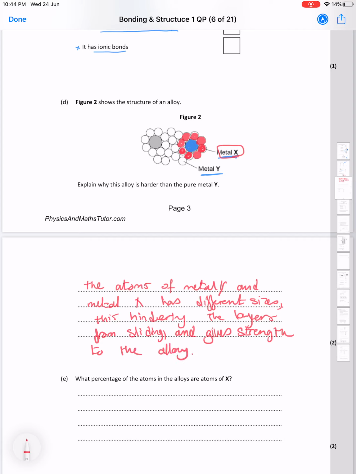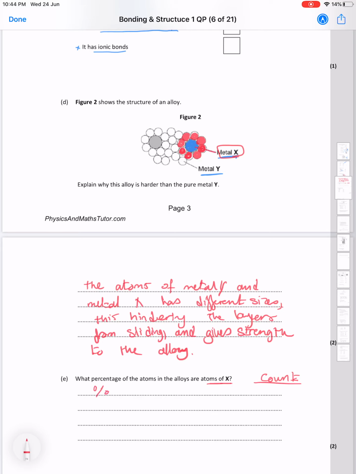Okay, and what's the percentage of atoms in the alloy that are atom X? How can I calculate the percentage? It's very easy. All I need to do is count. To find the percentage of atom X, I need to count. Okay, so I really need to find how many X's there are and how many Y's. Since this here is the X, I have 2 of the atom X.